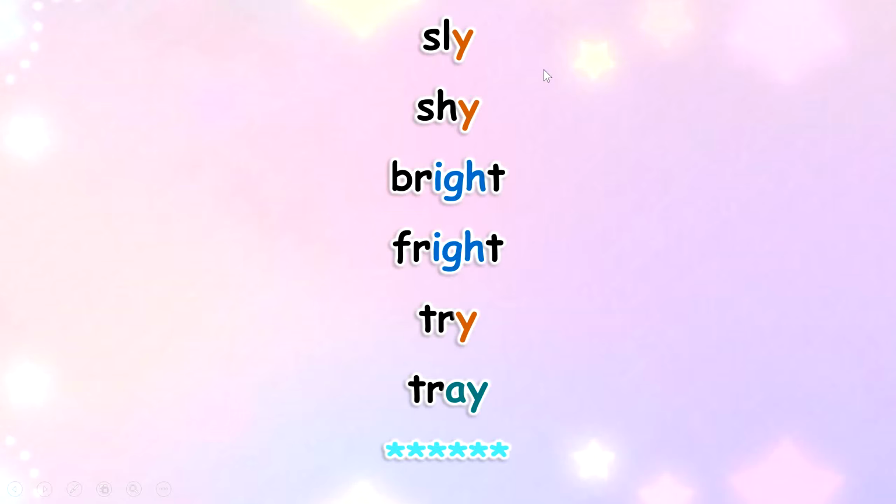Now let's read the words again. Sly, shy, bright, fright, try, tray. So when Y comes at the end of a word, it has long I sound, I. Also, we have long I sound when we have IGH. Now please pause the video, practice reading and spelling the words.